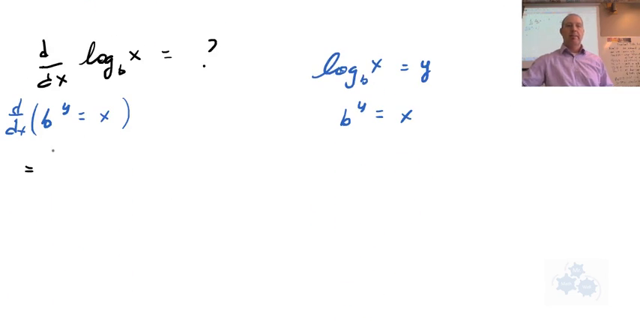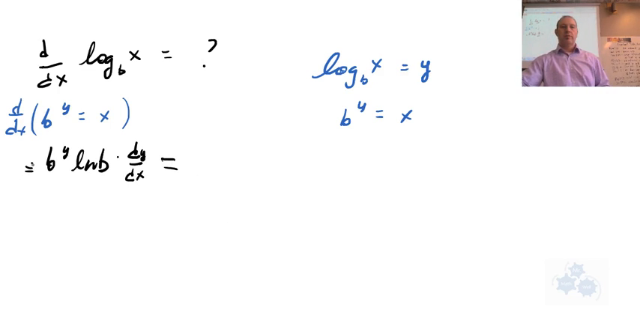That's like b to the u, so it's b to the y ln b times y prime. Or, again, mixing up my notation, I apologize, dy dx equals 1, because the derivative of x with respect to x is 1. So implicitly differentiating, this is what we have. Okay with that so far?